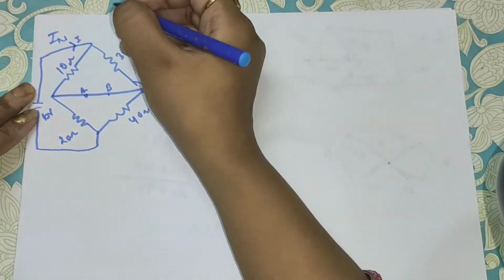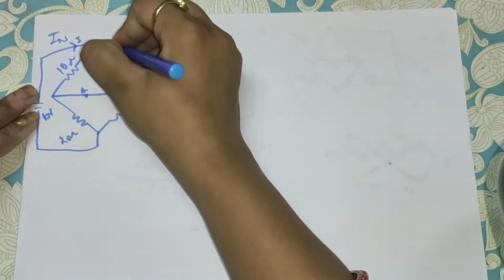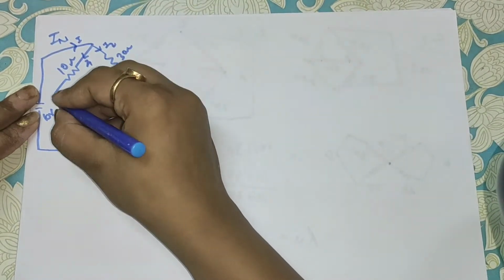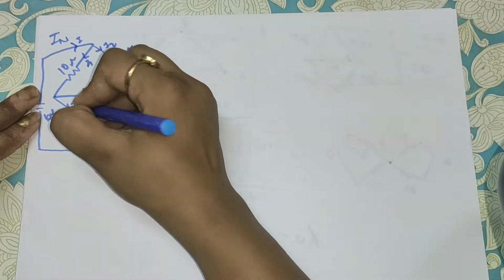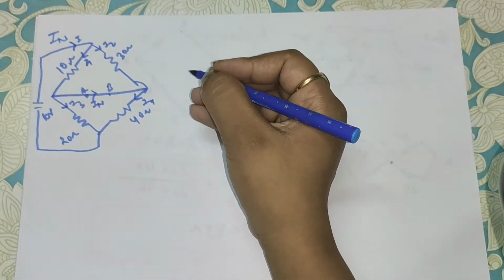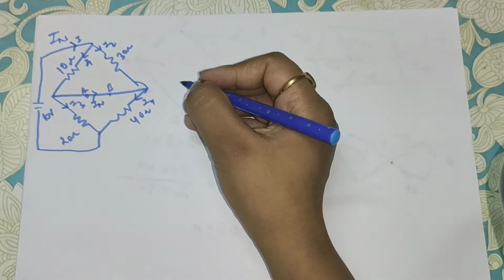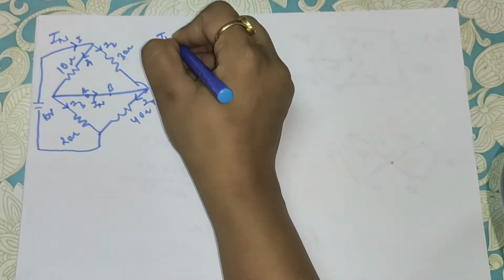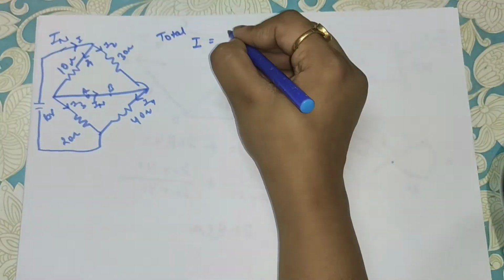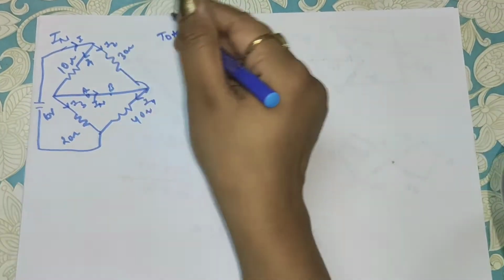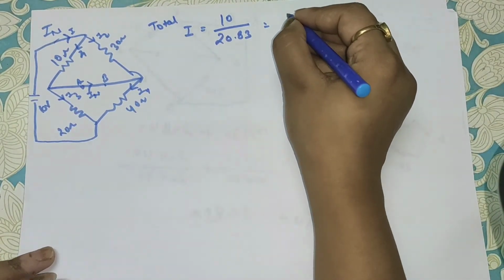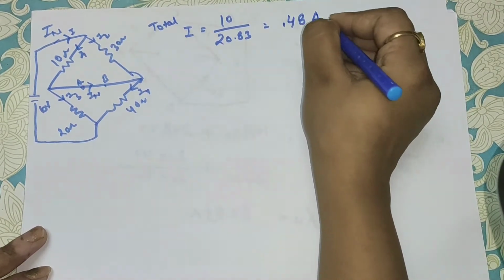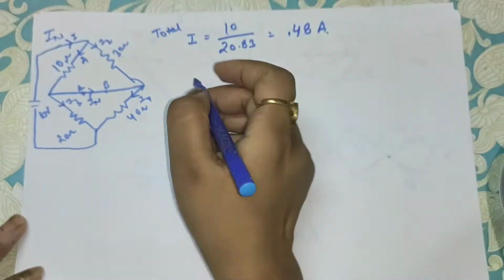Let's suppose I current is flowing through this, I1 is this and I2 is this. Current will be divided into two parts. Now current will be divided into two parts, that is IN is flowing through this, then I4 is flowing through this and I3 is flowing through this. Now what you have to do, you have to calculate the total current. Total current I will be 10 volt upon equivalent resistance. Equivalent resistance you have calculated, that is 20.83, so that is 0.48 ampere.